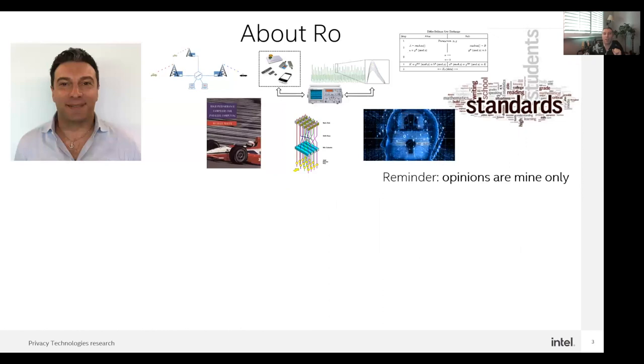So about me, over the years I have worn a lot of hats. Starting from communication, I'm from Italy, and people in Italy are really good at radio communication. Then moving to the United States to high performance computing and percolating into security with side channel and fault analysis. By now people believe that I'm an applied cryptographer, which is probably true. But there is a lot more around it, because it's not only about cryptographic primitives, but also protocols and system security.